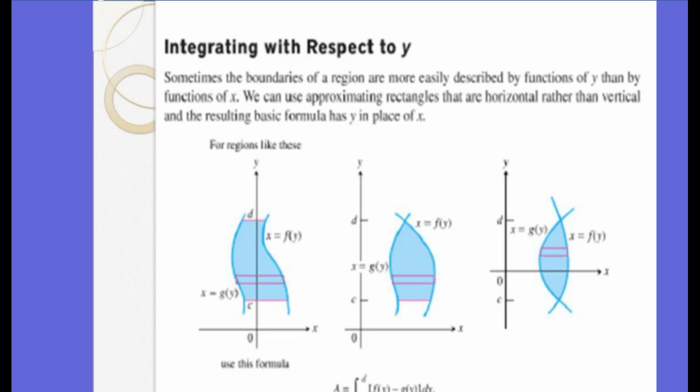Okay, so we're integrating with respect to y. Sometimes the bounds of a region are more easily described if we go left to right than up and down. So yesterday we talked about area between curves. We talked about top minus bottom. Now we're going to talk about right minus left.